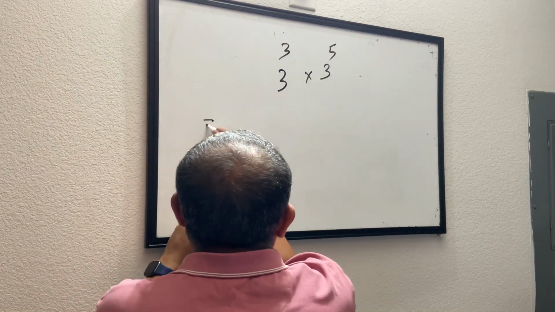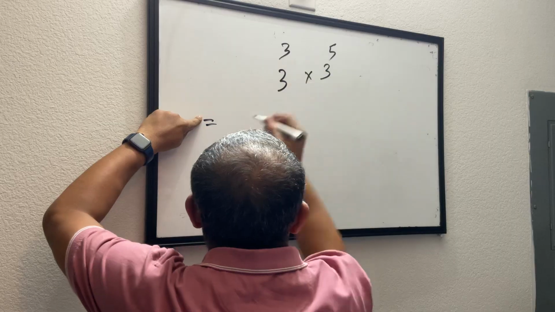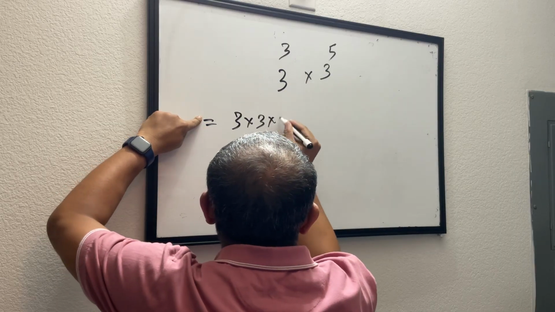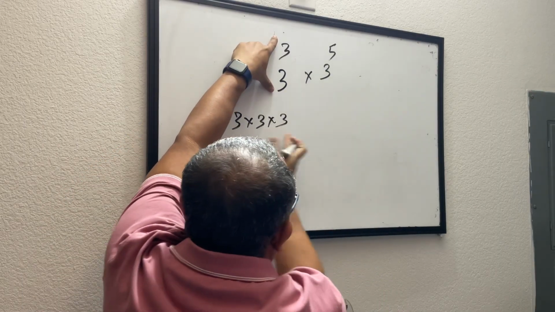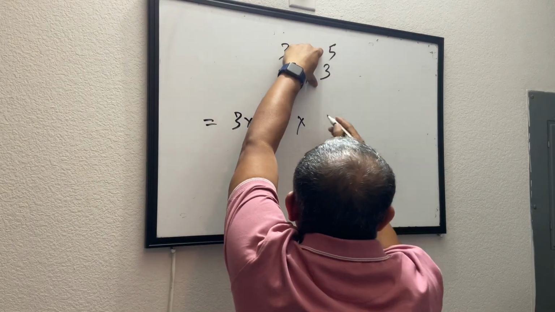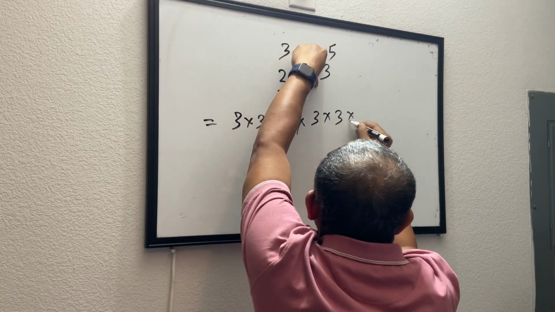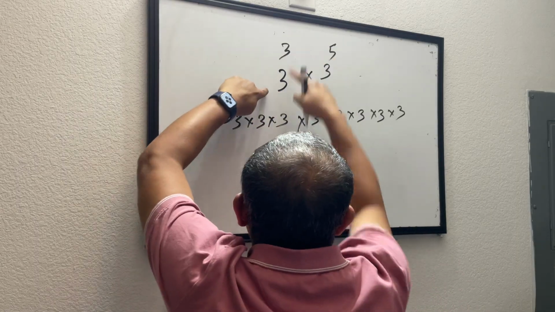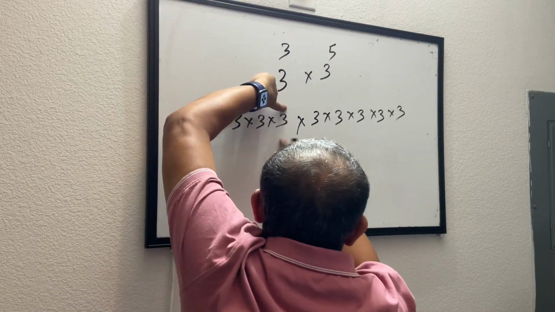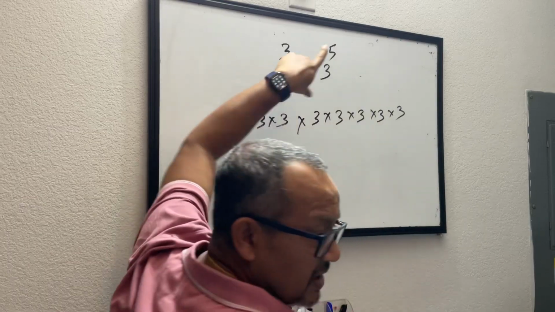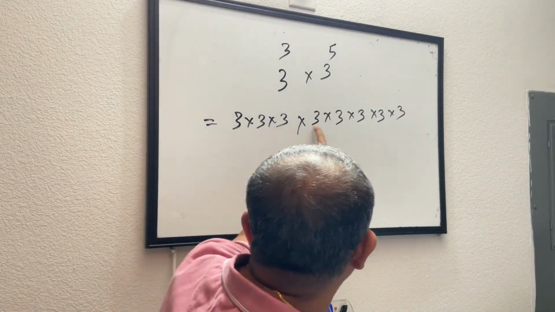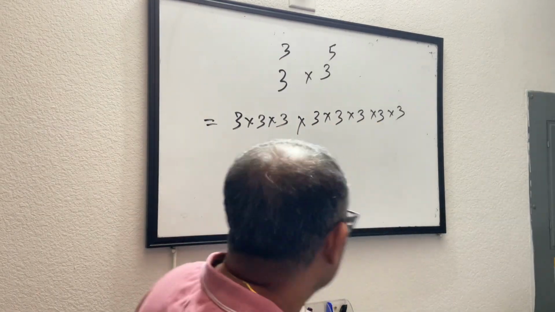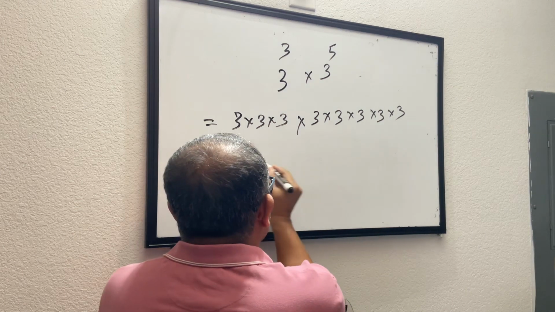Let's simplify it. 3 to the power 3 is 3 into 3 into 3. Into 3 to the power 5 is 3 into 3 into 3 into 3 into 3, 5 times. 3 power 3 became this, 3 to the power 5 became this. How many 3's do we have? 1, 2, 3, 4, 5, 6, 7, 8. So that is how you can represent this as 3 to the power 8.